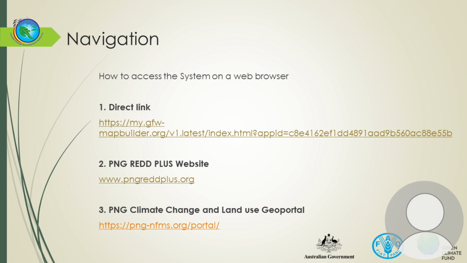The PNG Deforestation Alerts Monitoring System can be accessed by three main links. The first link is the direct link to the system. This link can be sourced in the video description and PowerPoint presentation. The second method of accessing the system is through the PNG Red Plus website and lastly is through the PNG Climate Change and Land Use Geoportal. For our training, we will use method 2 and access the system portal.